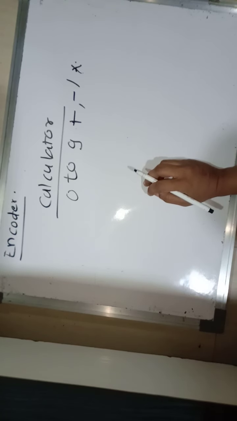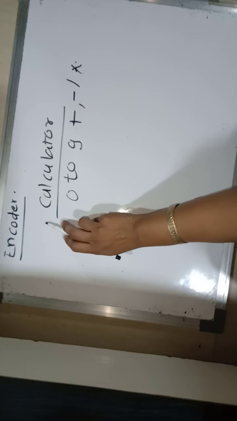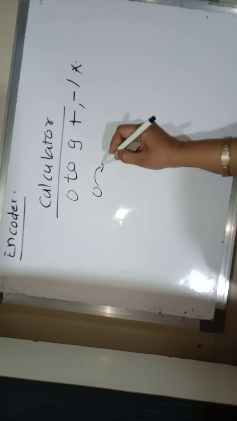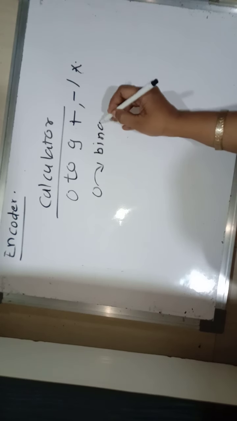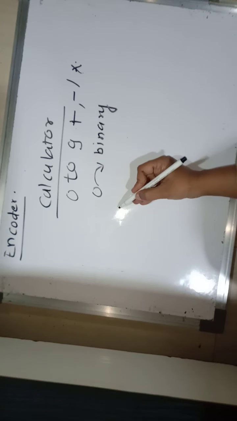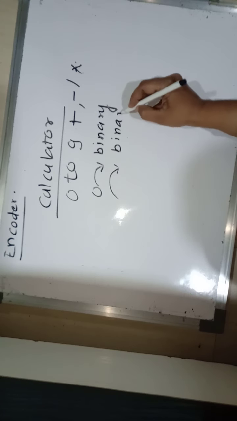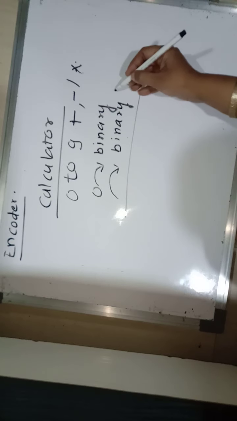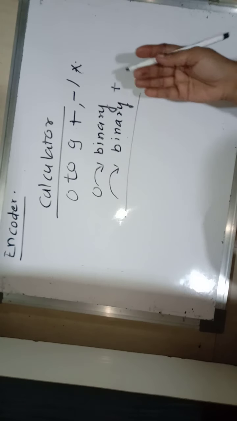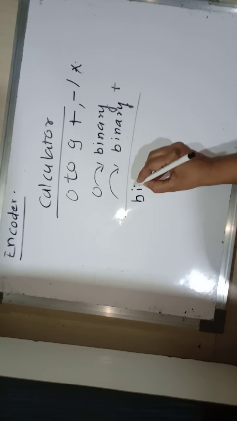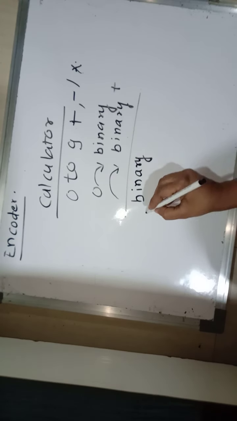So what is the concept of the calculator? How are we using the calculator? When we press any number, that number gets converted into its binary number. Again, when we press the second number, the same number gets converted into binary. And after doing any operation, suppose we are performing addition, we get the respective output in binary form.